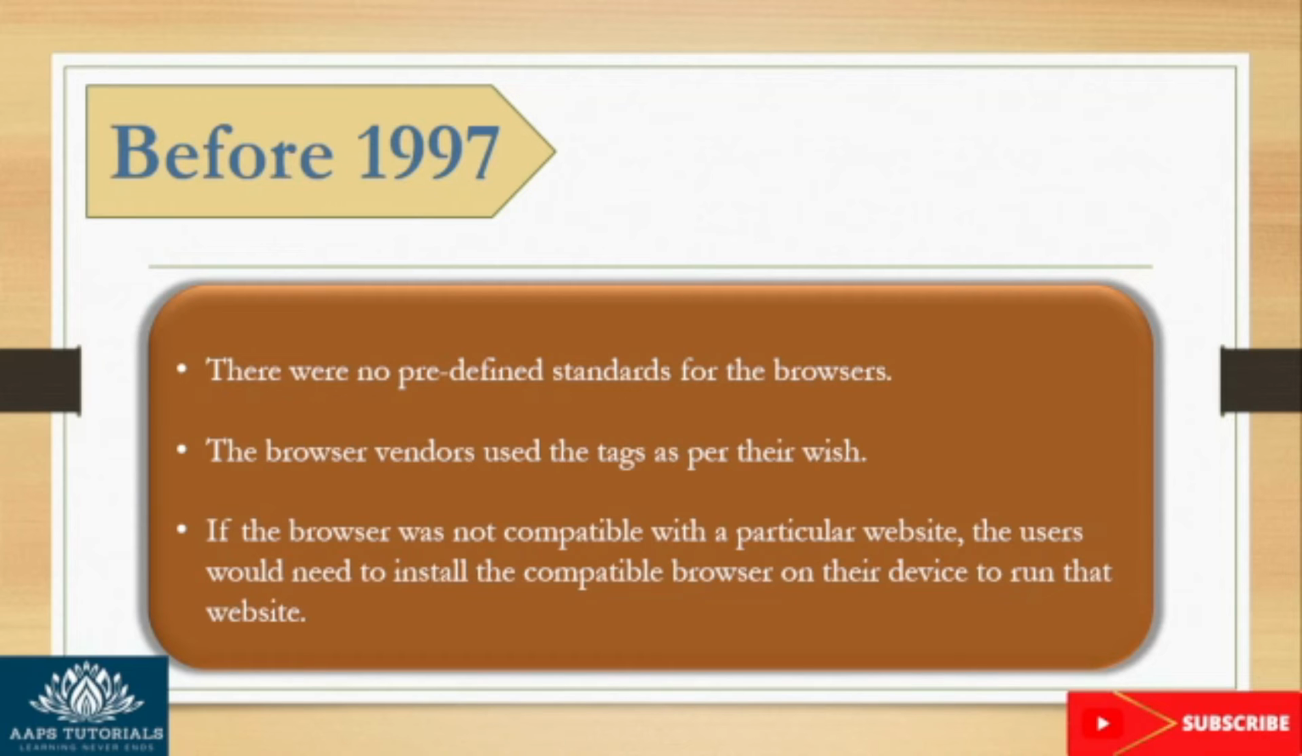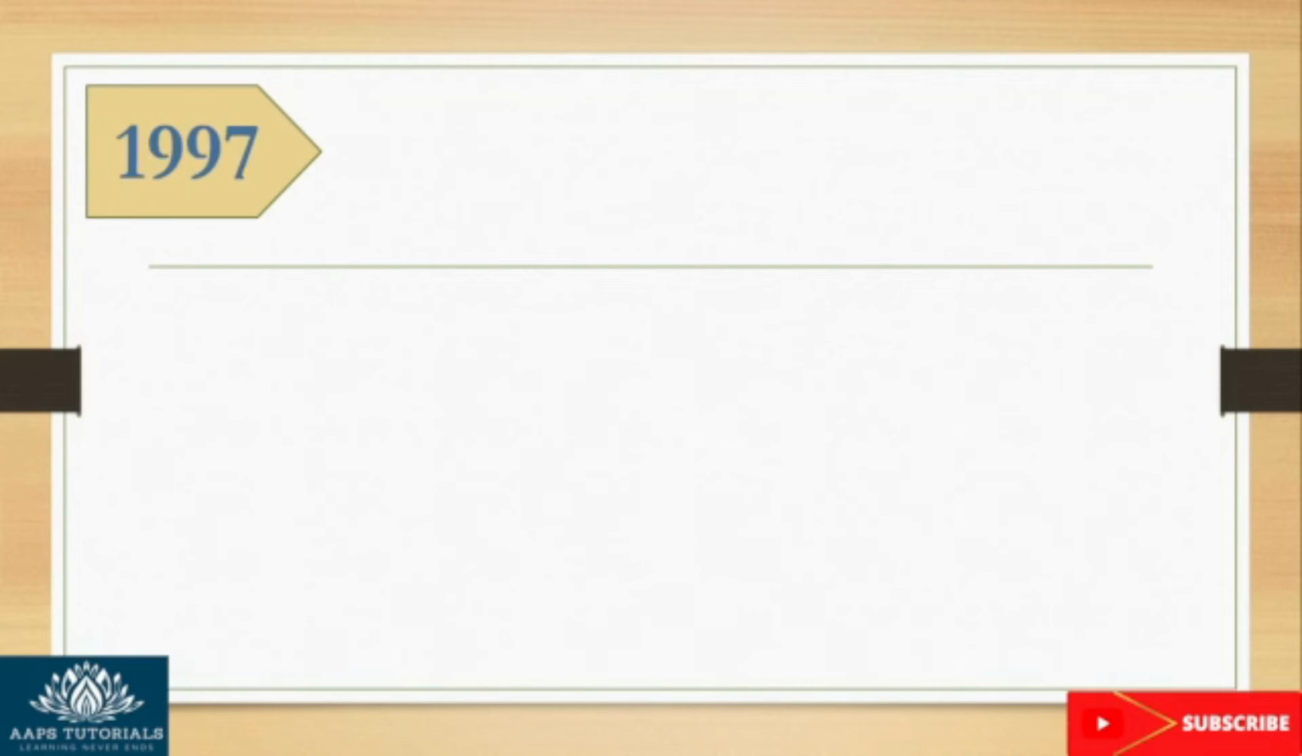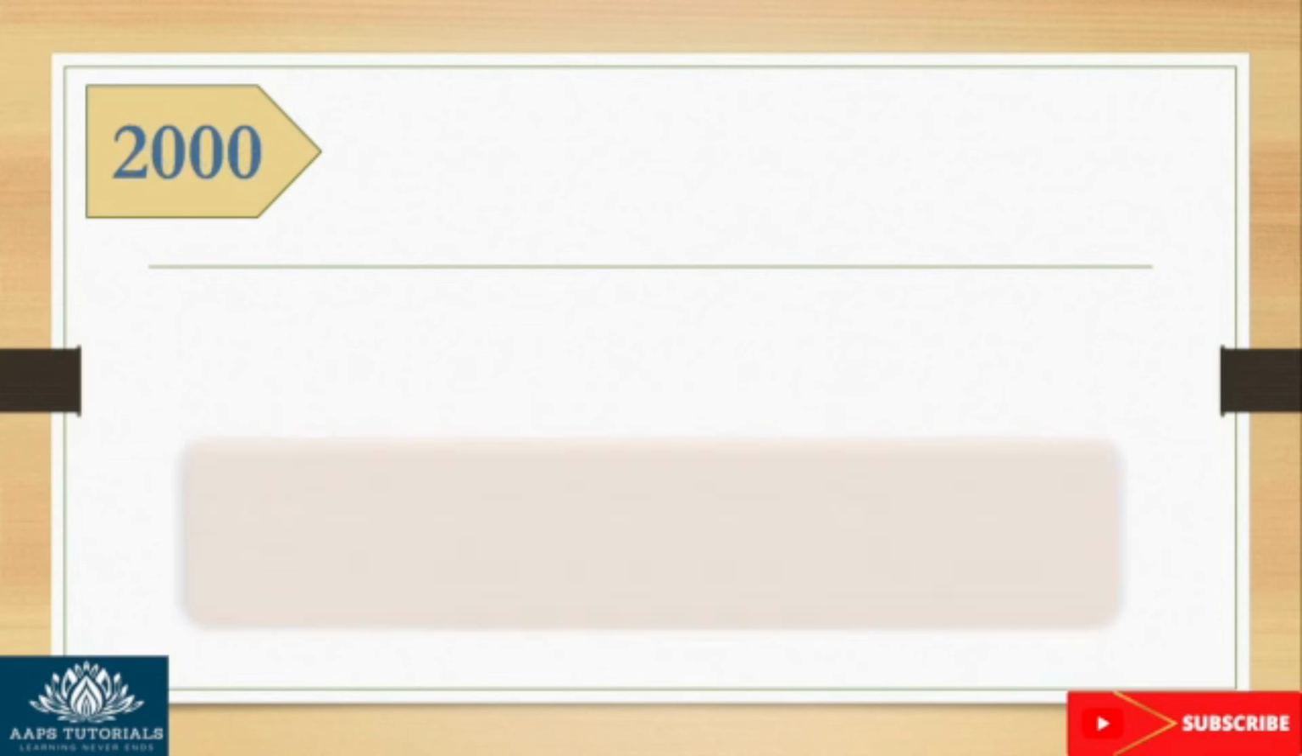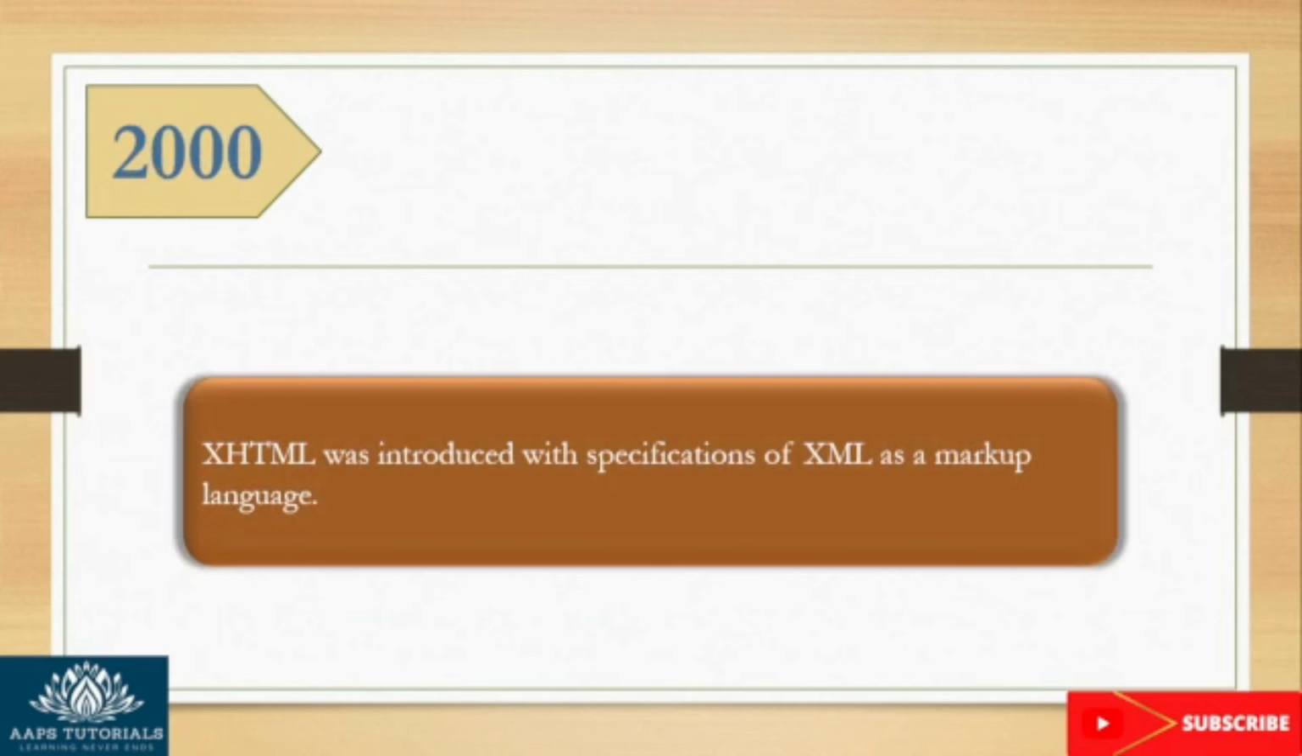It was for the first time in the year 1997 that the World Wide Web Consortium launched some browsers, which had to follow some standard specifications of using HTML. So this was the year when the specific rules for using the tags were set up by the World Wide Web Consortium. This version then evolved to XHTML in 2000, which introduced some specification of XML as a markup language.